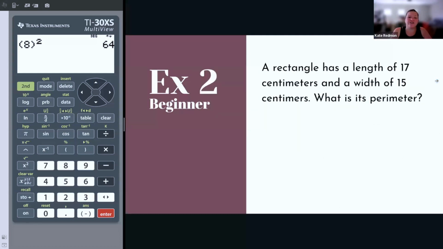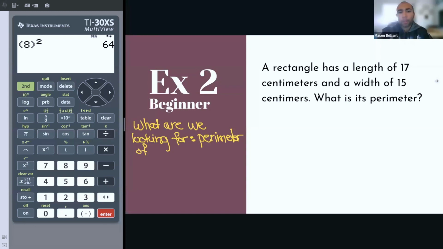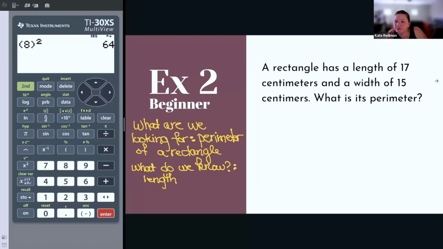Let's look at another beginning level example here. So a rectangle has a length of 17 centimeters and a width of 15 centimeters. What is its perimeter? What are we looking for? We are looking for perimeter. Awesome. Perimeter of what? Of a rectangle. Beautiful. What do we know? We do know the length of the rectangle and the width. What is the length? 17 centimeters. Awesome. And you said we know the width as well?